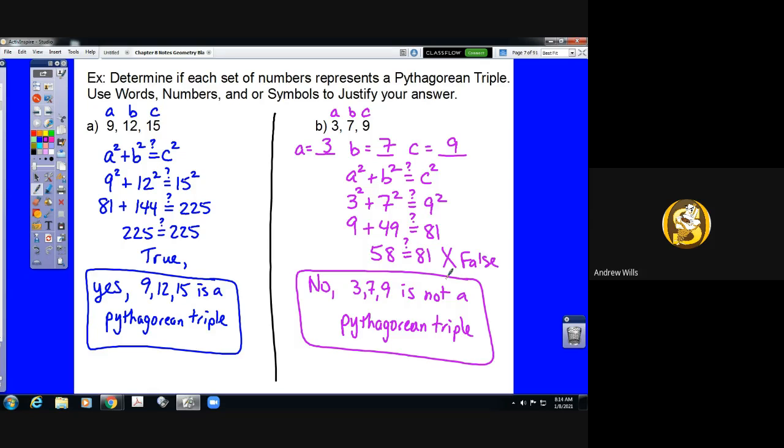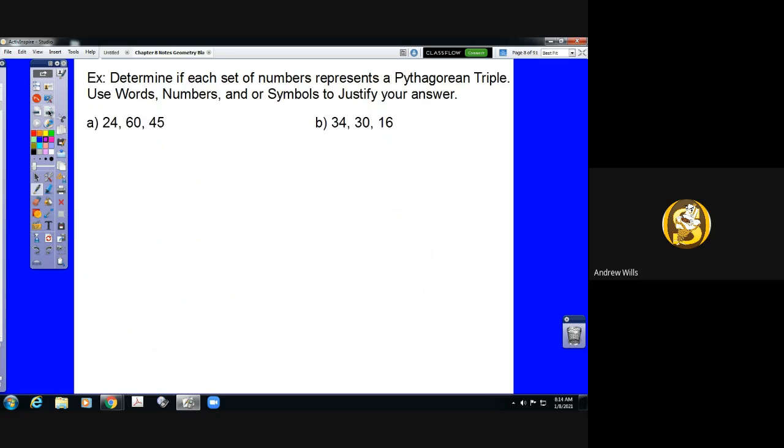Okay, so let's look at a couple more of these here. I want you to try these next two, and we'll see how we do. We may not do the final two. Okay, so try these next two here. The numbers are a little bit bigger. Again, take your time. Make sure that you get C identified correctly. Check your Pythagorean theorem and see whether or not these fulfill the definition of Pythagorean triple.